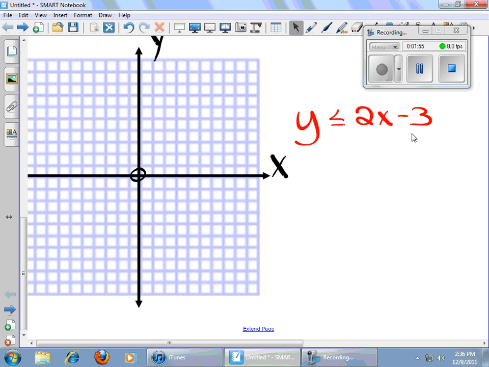I know this is my y-intercept. I am expecting you to know how to do this, so I'm not going to explain it. This is my slope as a fraction, 2 over 1. So I go to the y-axis and I go down 1, 2, 3. And then I rise 2, run 1. Rise 2, run 1. If I come to the other side, I go down 2 and back 1.